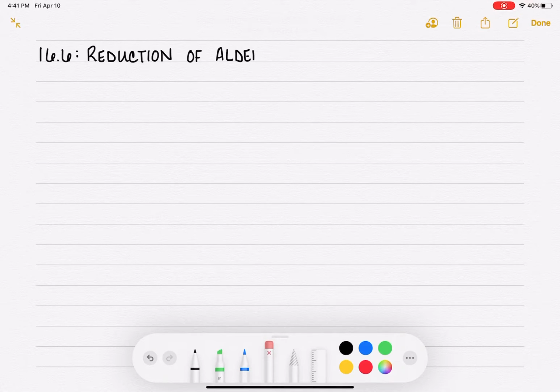I am struggling to spell aldehydes today. I think I still screwed it up. I'm totally gonna leave that. Aldehydes and ketones. I'm not gonna fix it again.